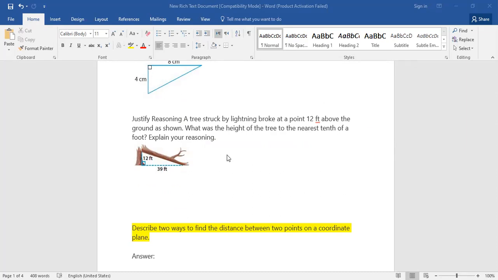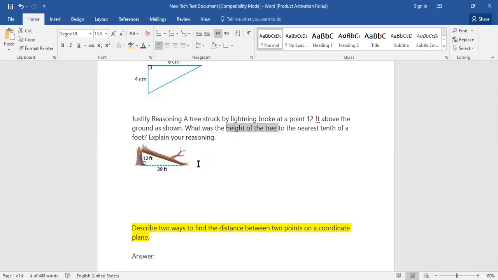Okay, Hannah. Isn't this where we find the missing number? Yes, in this one. He said what? The lightning broke the tree at a point 12 feet above the ground as shown. What was the height of the tree? So in this question, we are looking for the height of the tree to the nearest tenth of a foot. Explain your reasoning. How are we going to find the height of this tree? The broken part of the tree represents what? The hypotenuse, exactly.